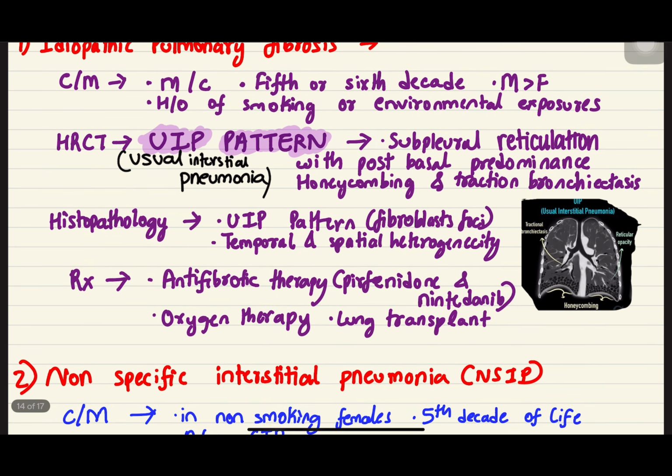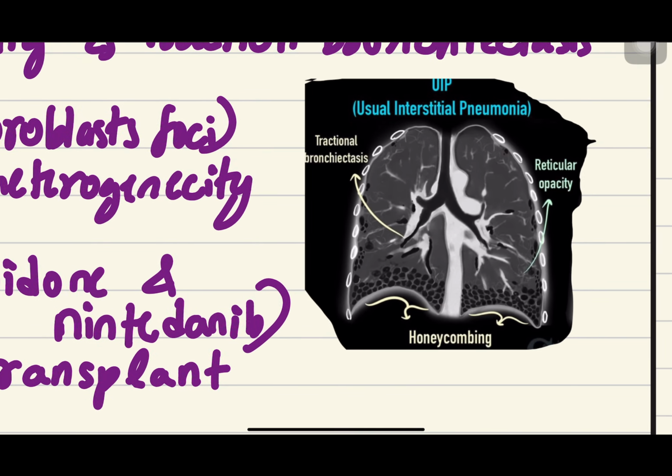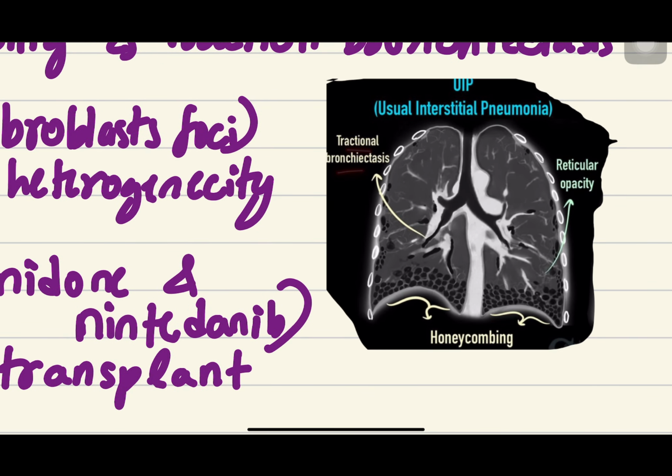And what does histopathology show? It shows a UIP pattern with fibroblast foci, temporal and spatial heterogeneity, meaning the scarring is patchy and at different stages. You can see here there is traction bronchiectasis, which is stretched airways, and there is honeycombing, and there is reticulation.